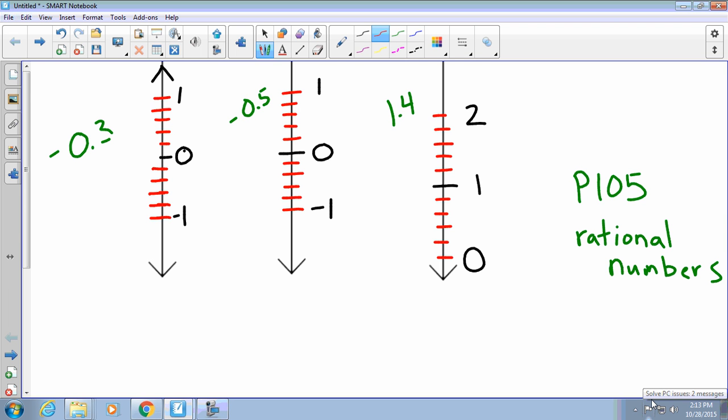All right, we are on page 105, and we are now talking about rational numbers. And let's remember, rational numbers can be decimals, fractions, and integers. Those are all rational numbers.